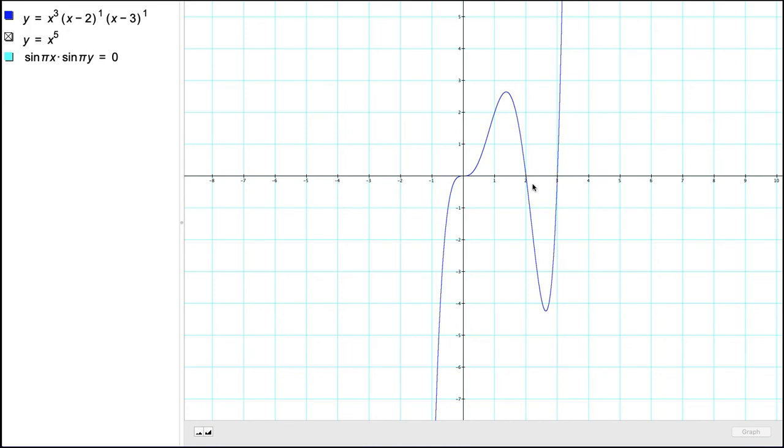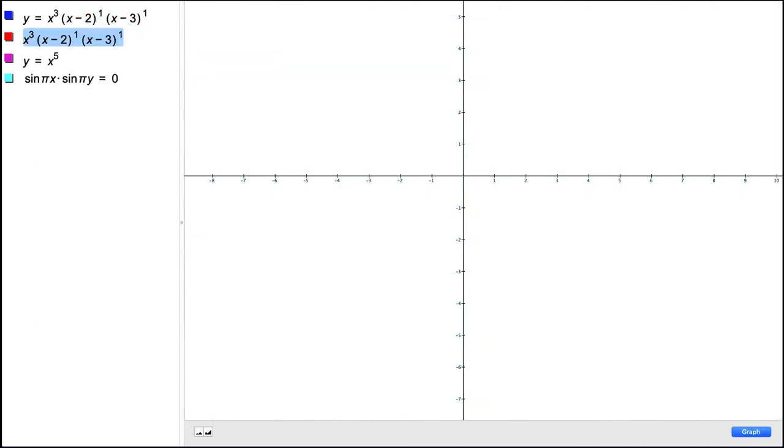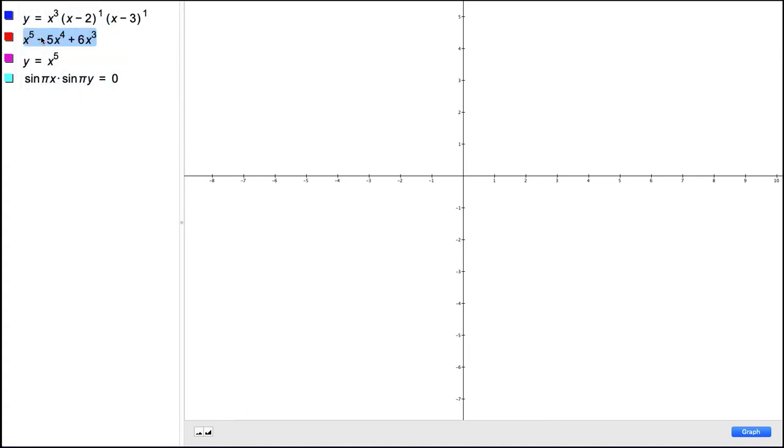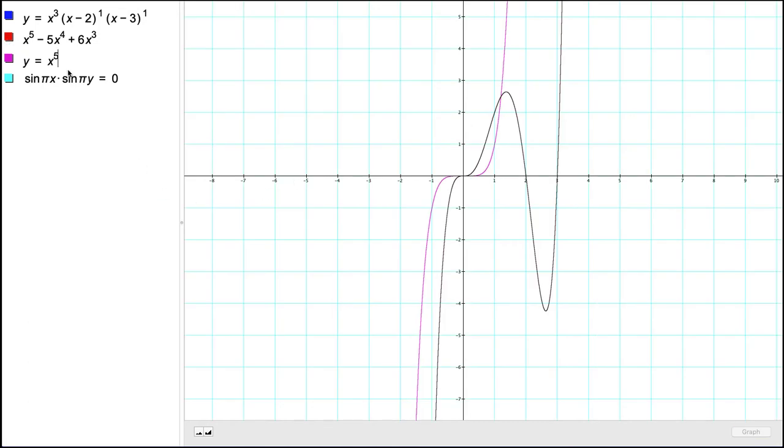The other thing to note here is that we have a leading term which would have the same end behavior as the monomial x to the 5. So if we were to expand this polynomial here, and I think we can do it in this program, if I just click expand, then we can see that the leading term is x to the 5. So if we just focus on that graph of y equals x to the 5, we see that as x goes to the left on the purple graph, y goes down, and as x goes to the right on the purple graph, y goes up.